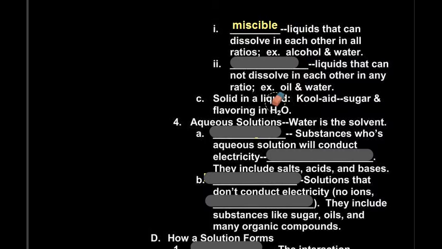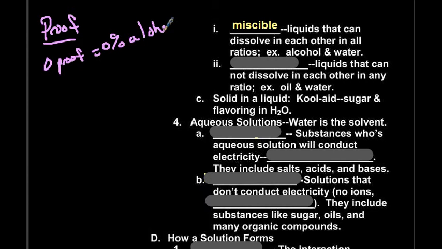Okay, we have miscible liquids, and if things are miscible, then they can dissolve in each other in all ratios. So, for example, alcohol and water can dissolve in each other to any degree. In fact, the idea of proof of alcohol is based on this. There are certain alcoholic beverages that rate their strength based on their proof. And if it is zero proof, it means that there's 0% alcohol dissolved in the water.